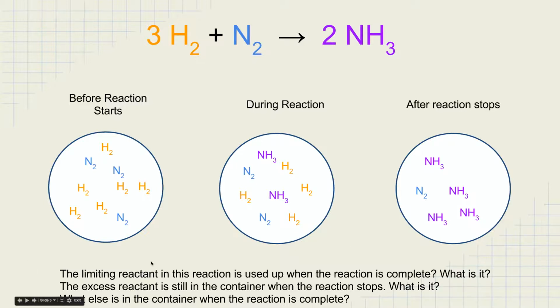If you look at the questions I have down on the bottom here, it says the limiting reactant in this reaction is used up when the reaction is complete. What is it? And that's the hydrogen, because if you look in this container here on the right, when the reaction stops, there's no hydrogen left. The excess reactant is still in the container when the reaction stops. What is it? That's nitrogen. You can see there's still a little bit of nitrogen left. And what else is in the container after the reaction stops? That would be the product. Don't forget, when the reaction is over, you've always got your product in the container along with any of the excess reactant.